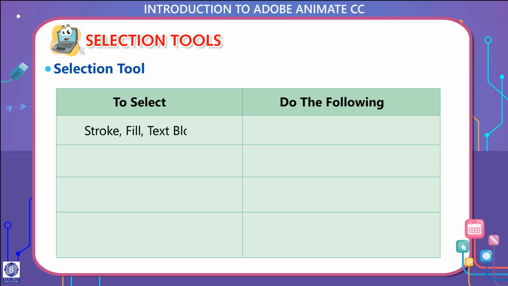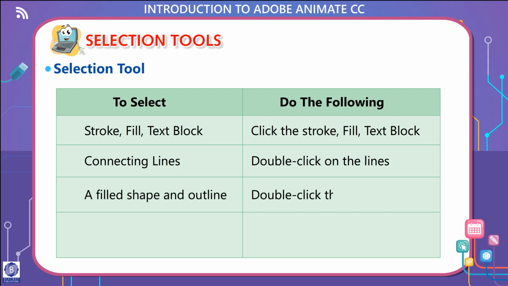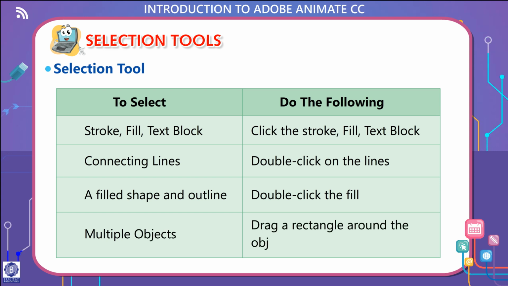To select a stroke, fill, or text block, click the stroke, fill, or text block. To select connecting lines, double-click on the lines. To select a filled shape and outline it, double-click the fill. To select multiple objects, drag a rectangle around the objects that you want to select.